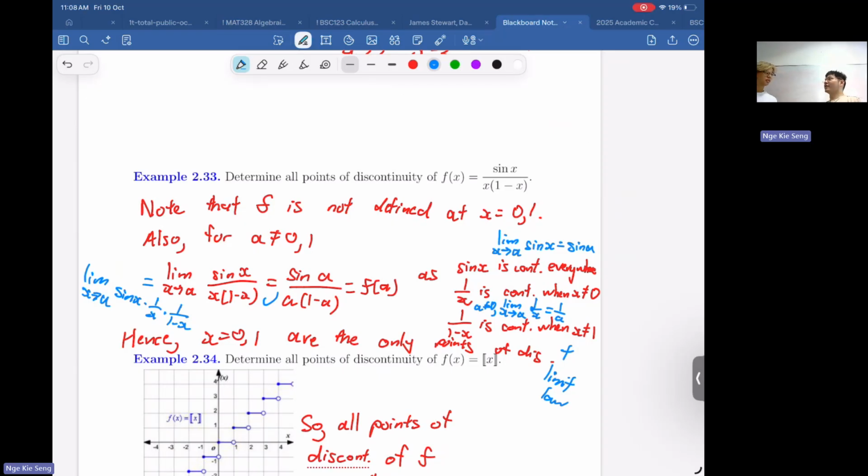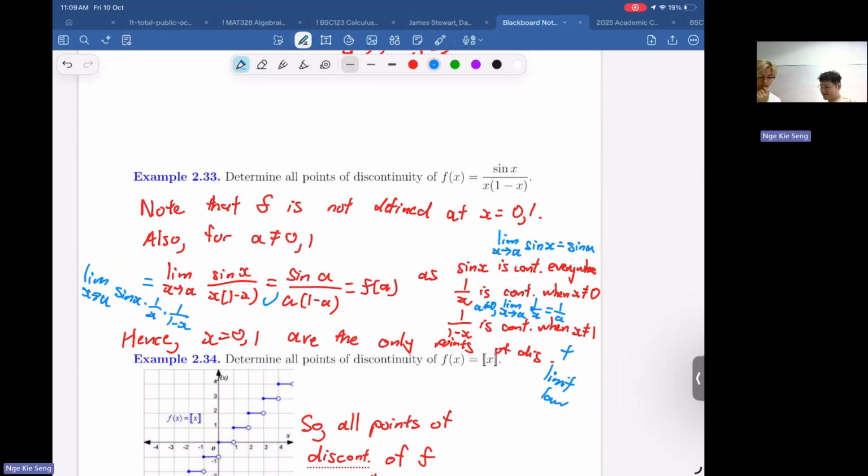So this step tells you these two are discontinuous, but how do you know these are the only two? So you need to make sure the rest are continuous. Correct? Oh, correct. My question was about this. Okay, sure. Thank you.